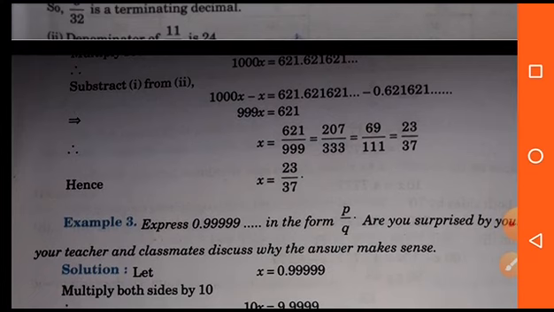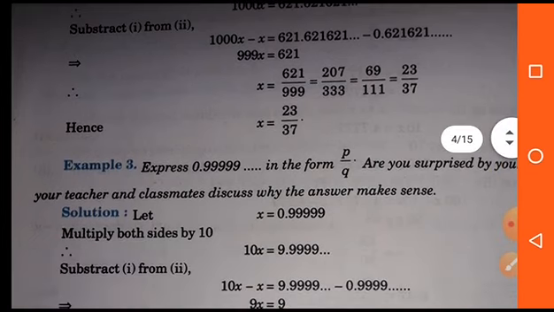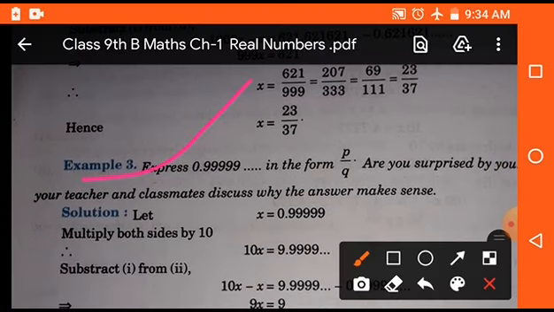Now we discuss here another example, 0.99999. It is an example of a recurring decimal expansion because here the digits continue to flow. That means there is no termination. That means it will be considered as a recurring decimal expansion.